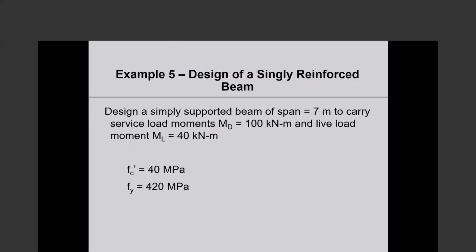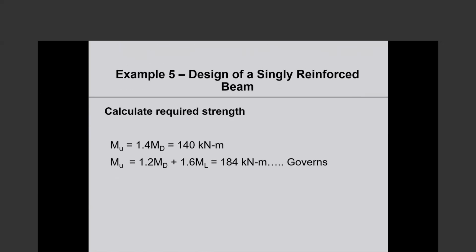Okay, a short example. So design a simply supported beam of span 7 meters to carry service load moments of M sub D is 100 kilonewton meters, M sub L is 40 kilonewton meters. Simply supported beam, 7 meter span, M sub D 100 kilonewton meters, M sub L 40 kilonewton meters, F sub C prime 40 MPa, F sub Y 420 MPa.